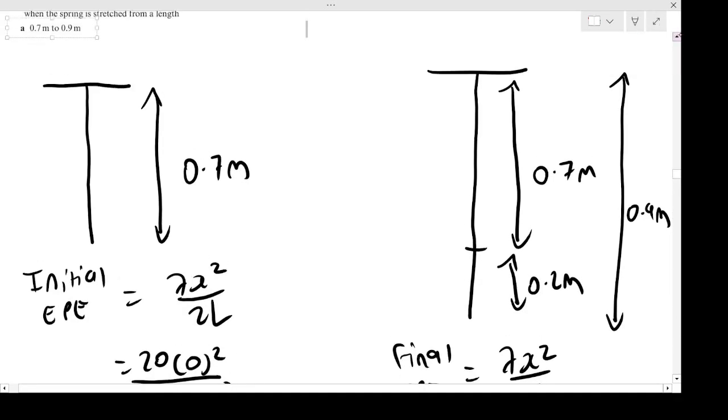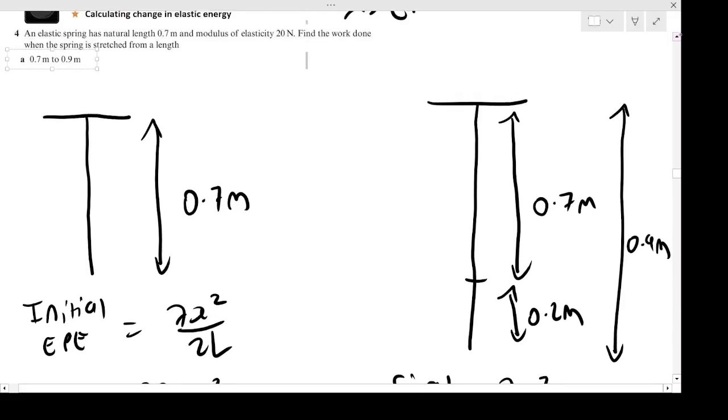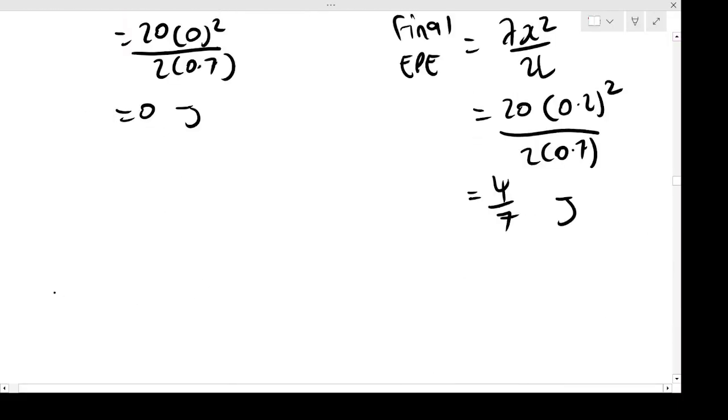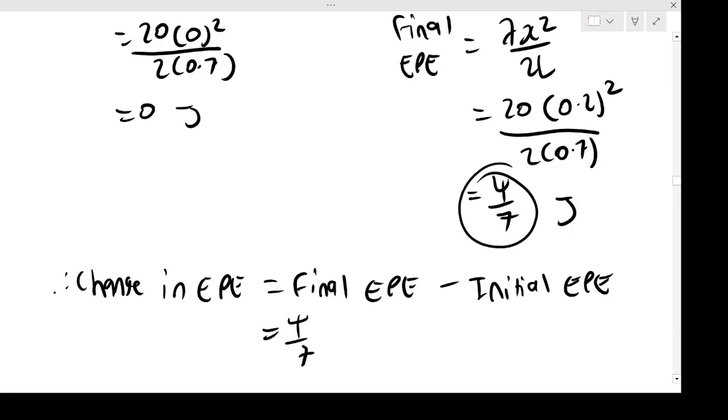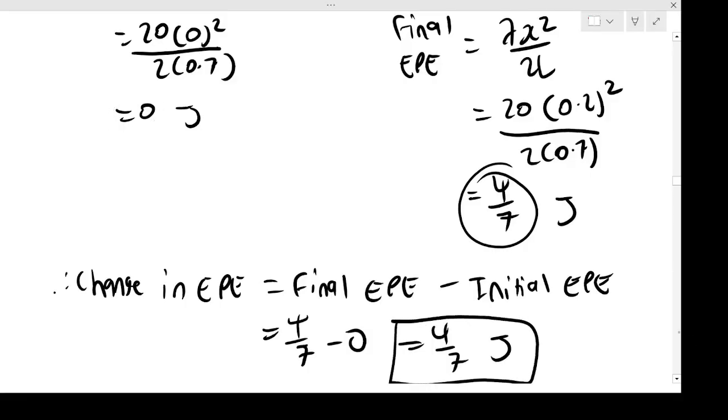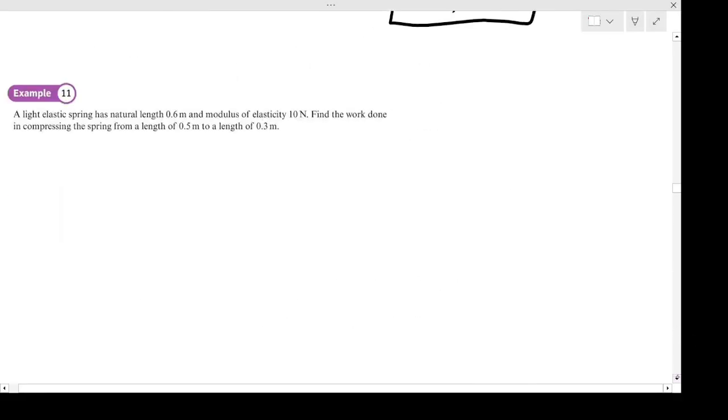So therefore, the change in EPE, which should be the work done to stretch it from 0.7 to 0.9 meters, well, again, that's going to be final EPE take away initial EPE. So that's going to be, well, the final is 4/7, take away 0 initially. Well, that's just 4/7 then, right? So there we are. Cool. Now we've got this question here.